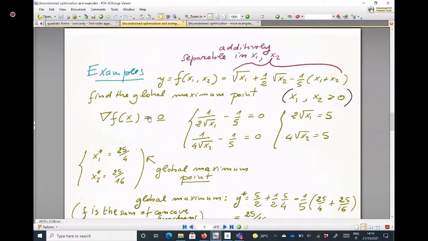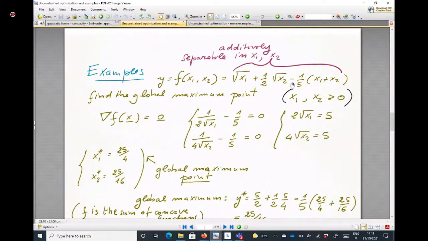So this means that the system of partial derivatives equal to 0 is in fact a combination of two different equations, each in a different variable. So it's not really a system. You have an equation in x, an equation in y, which is really easy to solve. But many problems are additively separable, in fact. Okay, so we want to find a global maximum point.